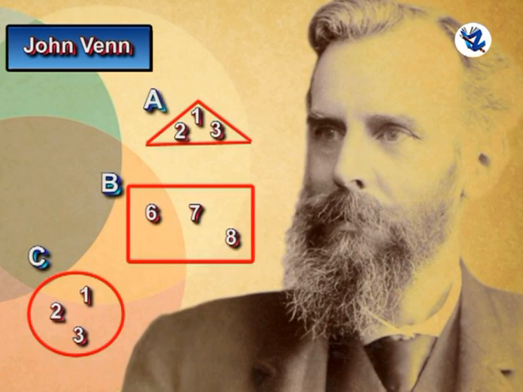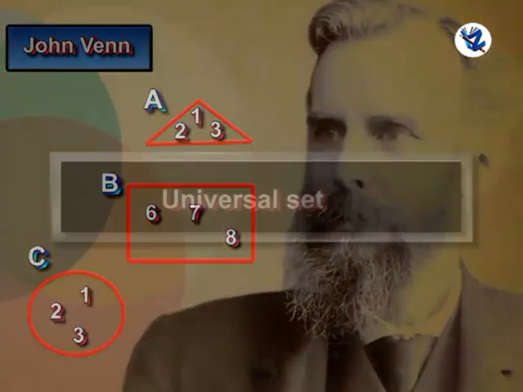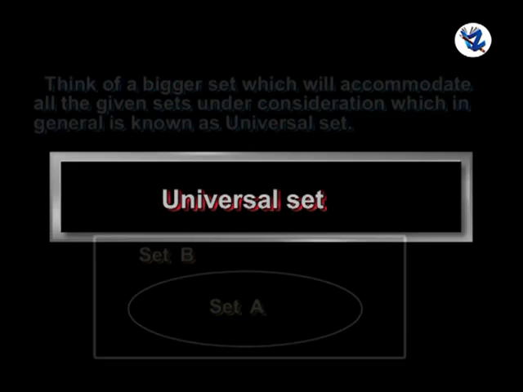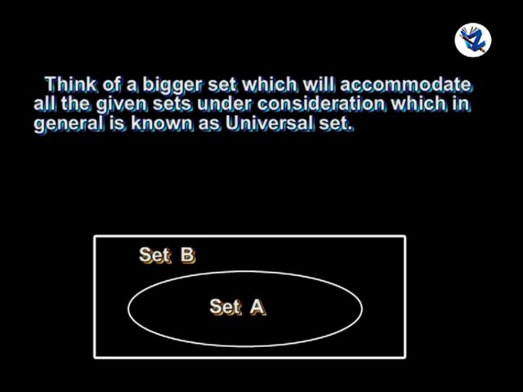Now solve this problem. Take the set of natural numbers from 1 to 20 as universal set and show set X and Y using Venn diagram. X is equal to {x such that x belongs to N and 7 less than x less than 15}.